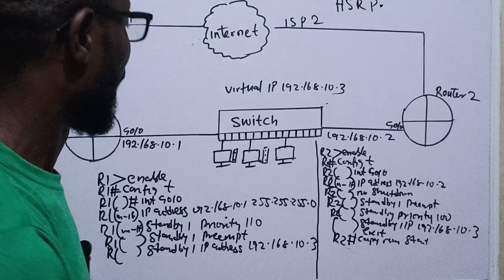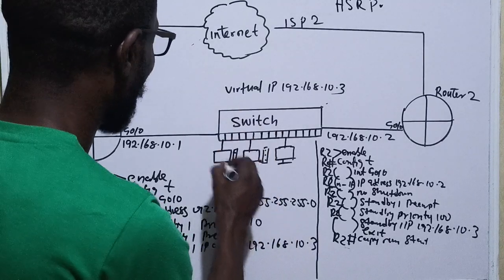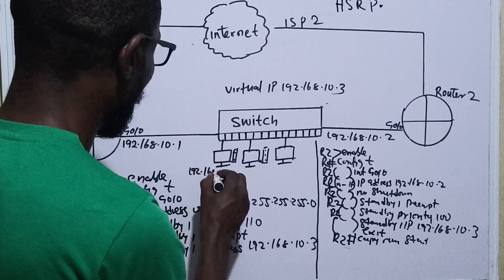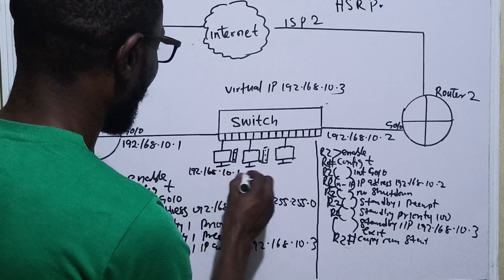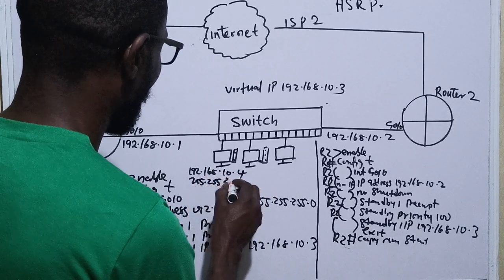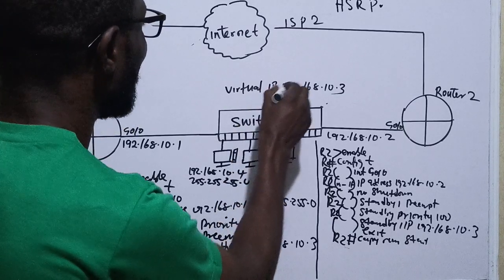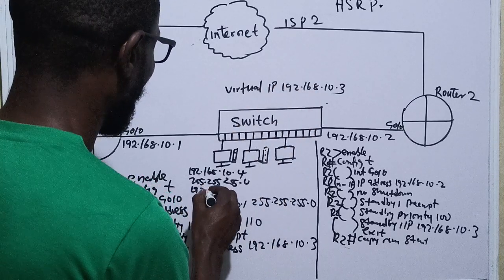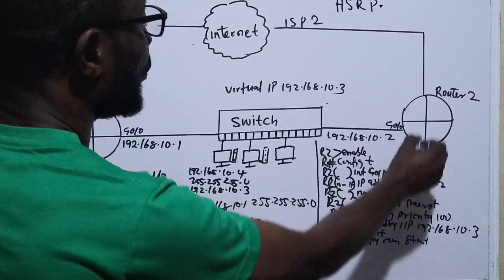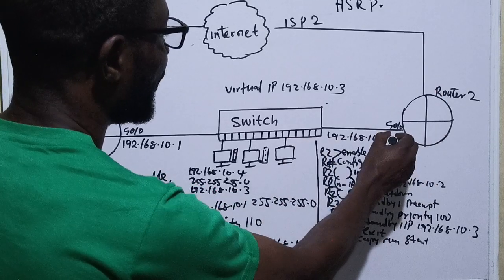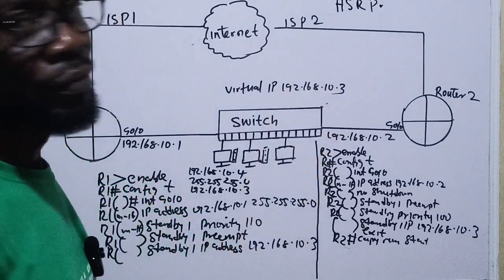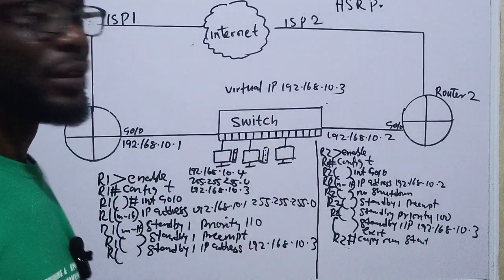By doing this, if you want to configure any of these computers with an IP address, you do this: 192.168.10.4, 255.255.255.0. Then the default gateway is 192.168.10.3. Instead of using the default gateway of this router or that router, they use the default gateway of the virtual router. All are in the same subnet.